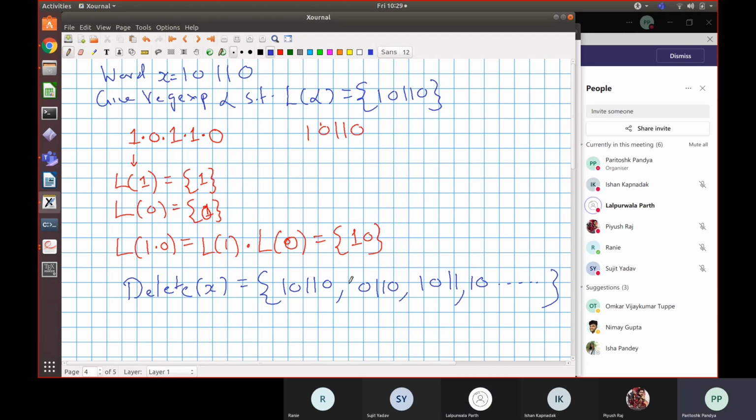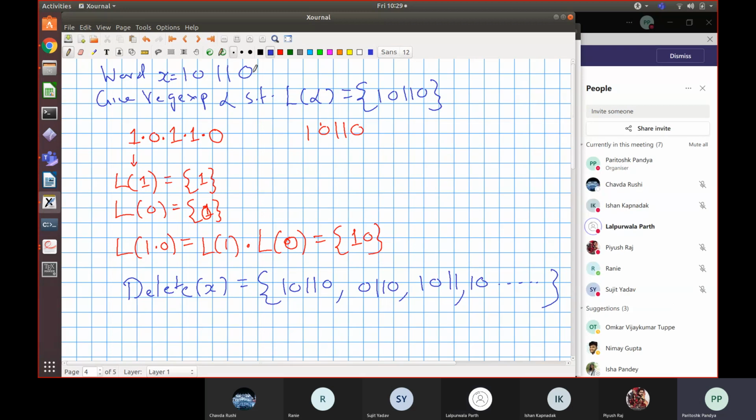If you delete the leftmost letter, you will get one word. If you delete the rightmost letter, you will get one word. If you delete both leftmost and rightmost, you will get another word, right? So those are the words obtained by deleting letters at arbitrary positions from X. Is that clear to you?